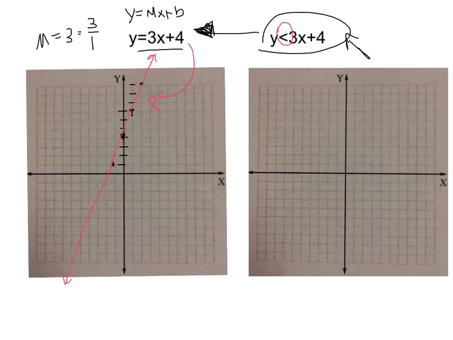As well, I need to also see, would a point on that line, essentially the point (0, 4), be a point on that line? Would (0, 4) be a legitimate answer to this inequality? So let's look at it. We have y is less than 3x plus 4.